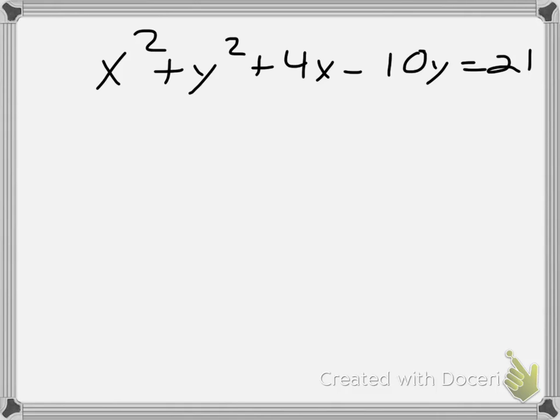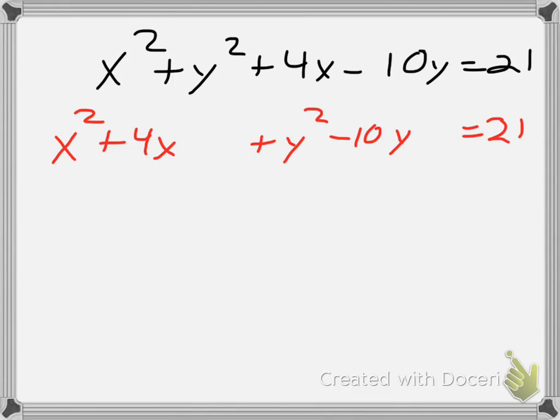What I need to do is organize it such that my x's and y's are together. I already have my constant on the other side of the equation, which is where I want to keep it. So I'm going to rearrange it so that my x's are together. So I'm going to have x squared plus 4x, and then plus y squared minus 10y equals 21. So I have it here. I purposely left some space in between so that I could work with it.